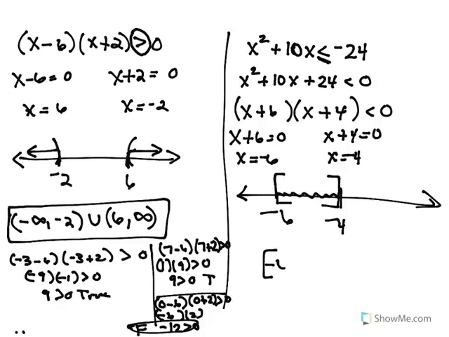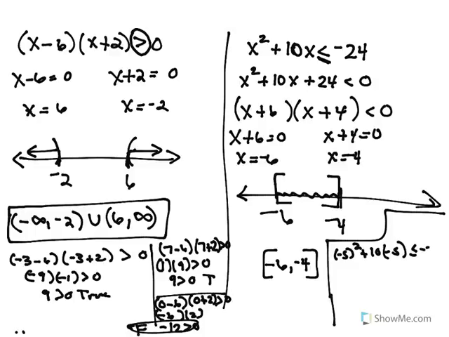So my solution is negative 6 to negative 4. Remember, it's smallest to largest. So if we were to choose a value to check it, just so I can show you, if I do negative 5, negative 25 is less than or equal to negative 24.